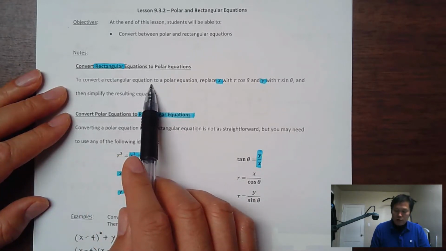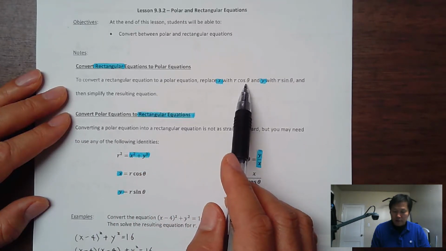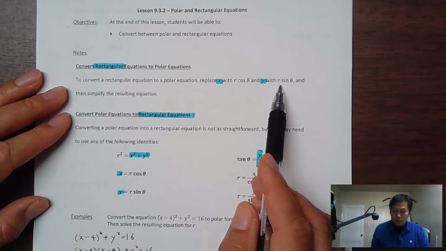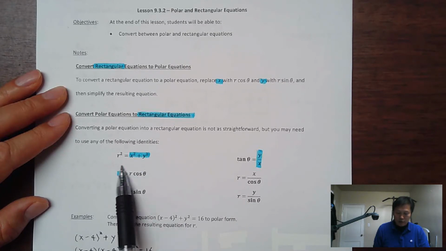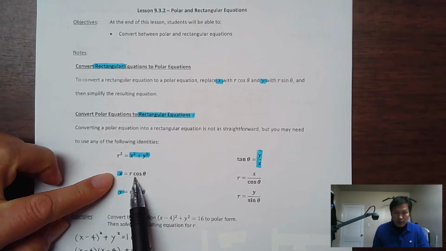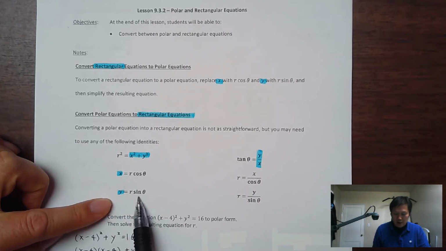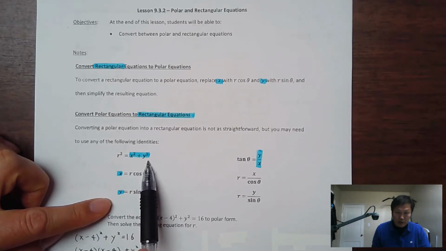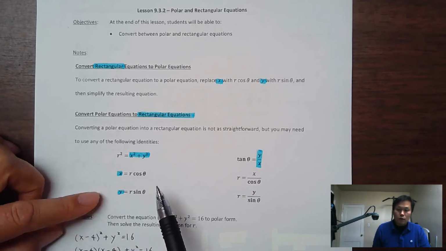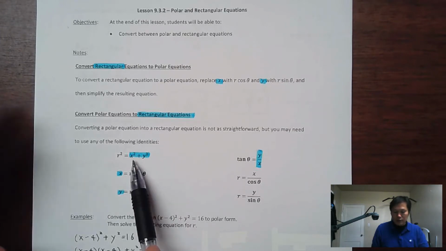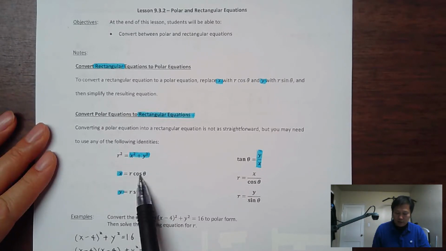To convert a rectangular equation to a polar equation, replace x with r cosine theta and replace y with r sine theta. This is the main formula you're going to use. If you see x, replace it with r cosine theta. If you see y, replace it with r sine theta. If you see x squared plus y squared, replace that with r squared. So you're looking for x, y, or x squared plus y squared.